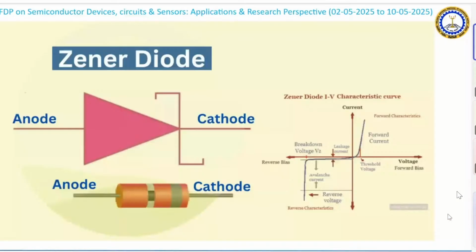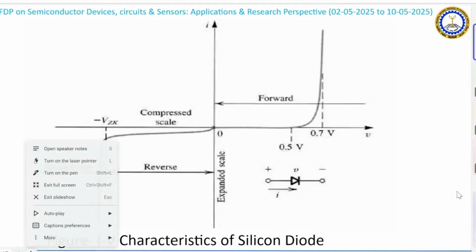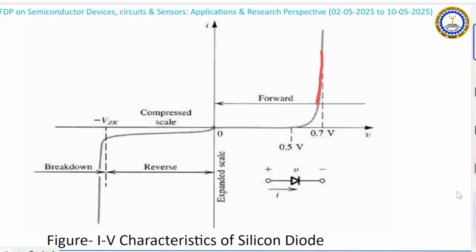First of all, we have covered the diode. In the diode, this is the IV characteristics of the diode. You can say this is going in the forward direction. The diode is going in the forward direction, the switch becomes on. Here the switch is becoming on. This is the practical application.